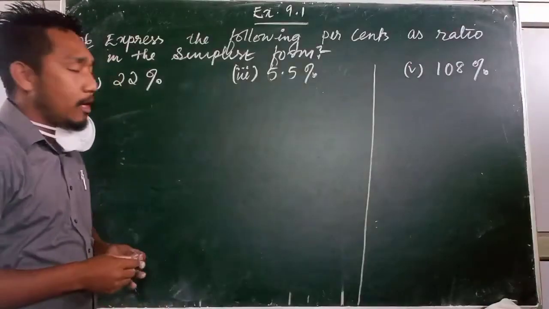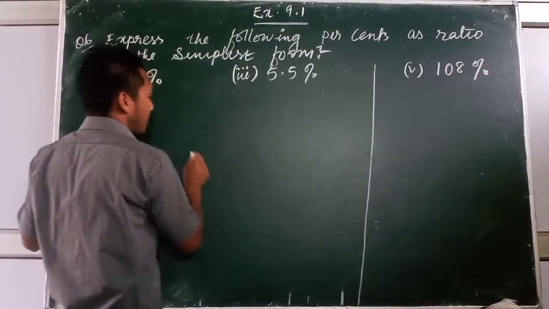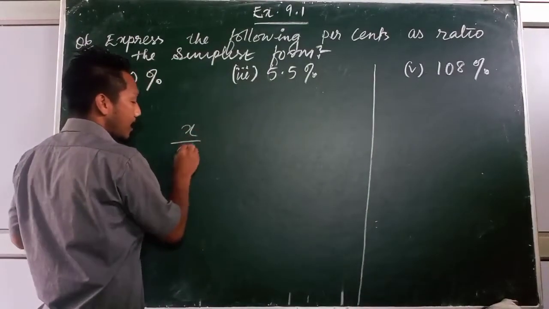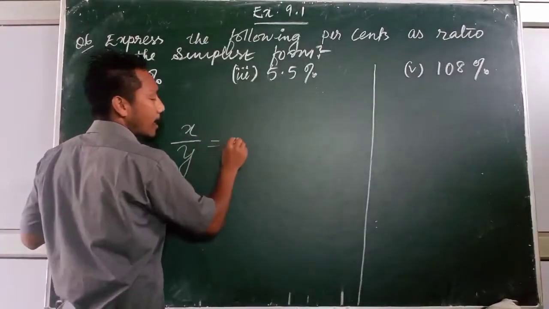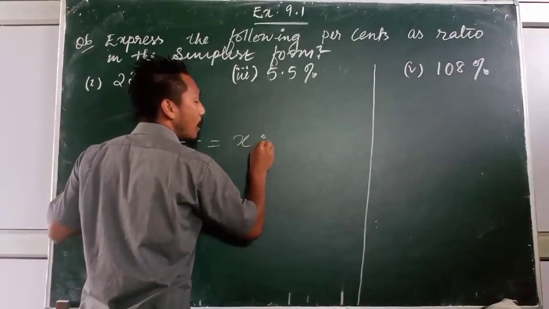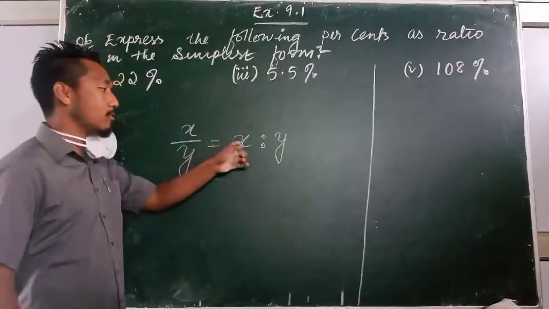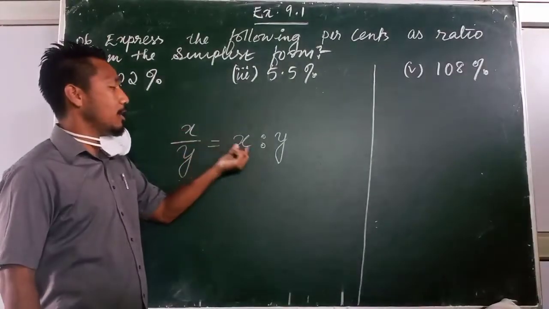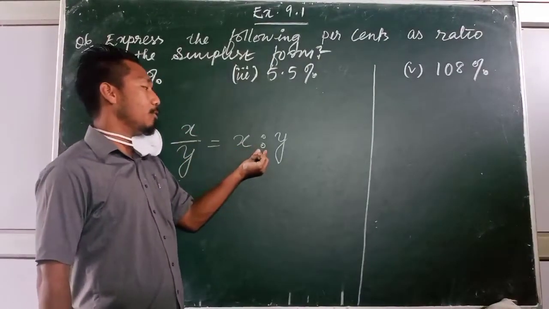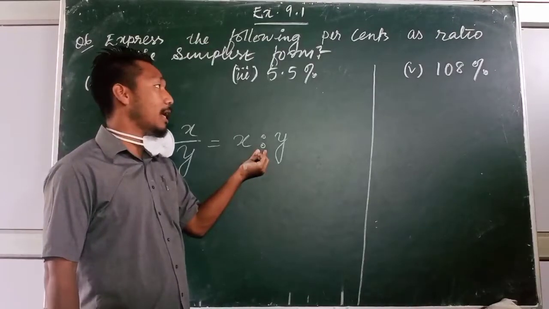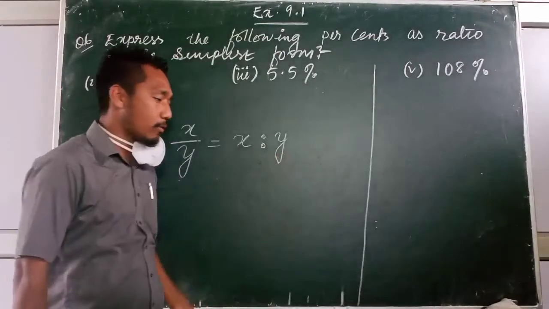First of all, we learn how to do the fraction from the fraction lesson. This is a fraction. Now I have to write in the form of ratio. A ratio is written as x is to y. The x is written first, then the ratio sign, and then y. This is what we can write.